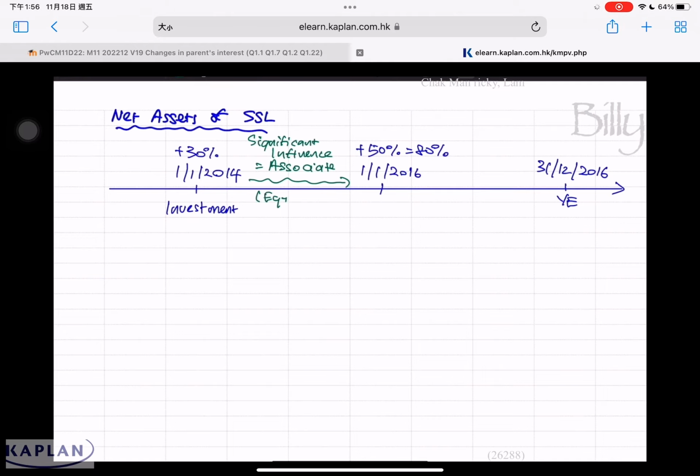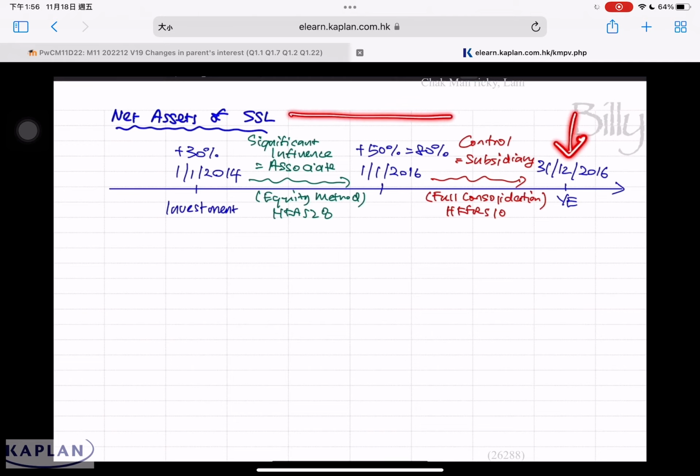For an associate, we must use the equity method of accounting in accordance with HKAS 28. Then after that, 80% will give us control. Control means it's a subsidiary. For a subsidiary, we must adopt full consolidation in accordance with HKFRS 10. The starting point is always the year end.